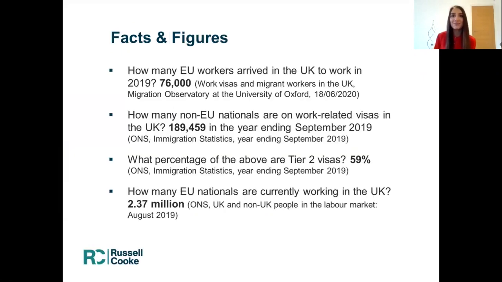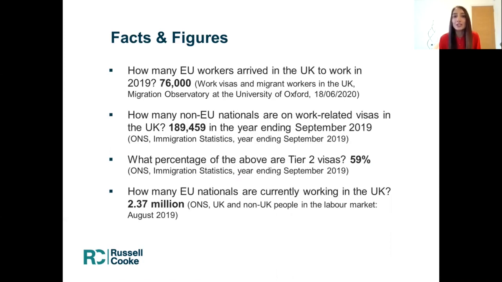Right, so let's begin. I thought it would be quite useful to go through some very relevant facts and figures. To begin with, the number of EU workers that arrived in the UK to work in 2019 was 76,000. Now, this figure is very significant considering that it does not include EU nationals that came to the country just to reside and not to work. Also, if you think about what the figures may be like today, you can just imagine it's definitely increased.